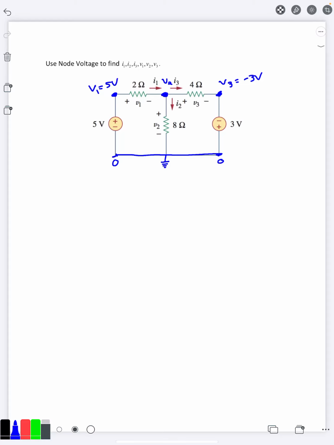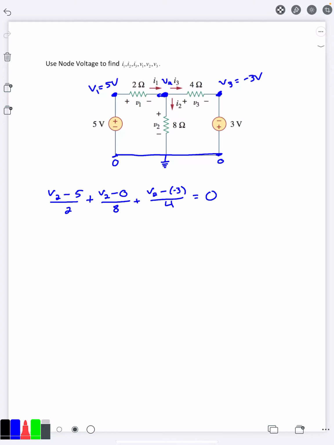And as always, it's voltage you're at minus voltage you're not at divided by R. So if I want to look at the left side here, voltage I'm currently at is V2 minus voltage where I'm going is 5 over 2. Then if I look at the middle branch going down, voltage I'm at, V2, minus voltage I'm going to, ground, is 0 over R, 8. And then finally, I have voltage I'm at, V2, minus voltage I'm going to, negative 3 over R is 4. We go ahead and set this equal to 0 here.